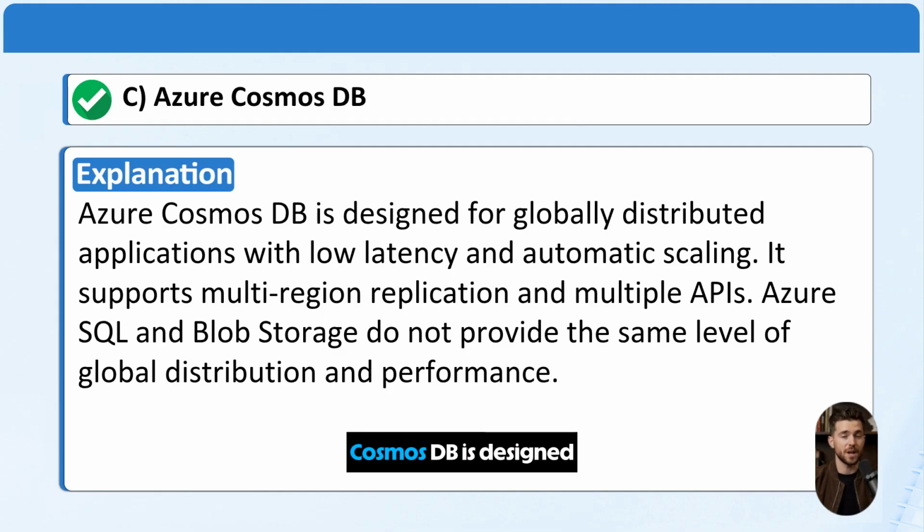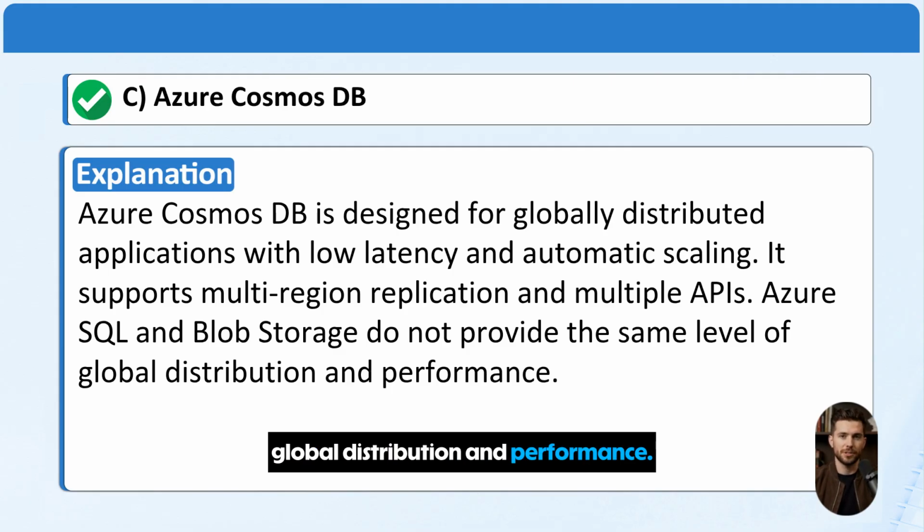Explanation: Azure Cosmos DB is designed for globally distributed applications with low latency and automatic scaling. It supports multi-region replication and multiple APIs. Azure SQL and Blob Storage do not provide the same level of global distribution and performance.